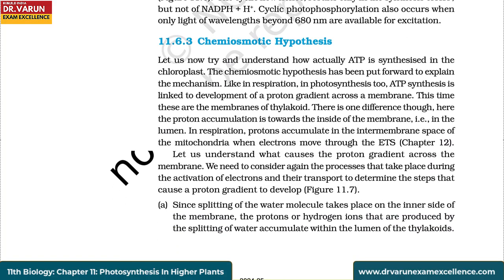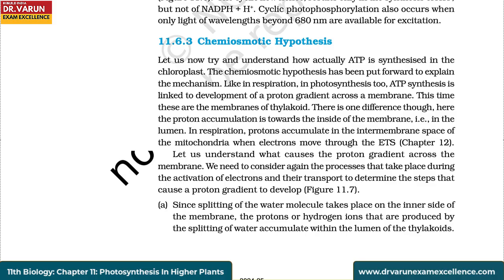Chemiosmotic hypothesis. Let us now try and understand how actually ATP is synthesized in the chloroplast. The chemiosmotic hypothesis has been put forward to explain the mechanism. Like in respiration, in photosynthesis too, ATP synthesis is linked to the development of a proton gradient across a membrane. This time, these are the membranes of the thylakoid.